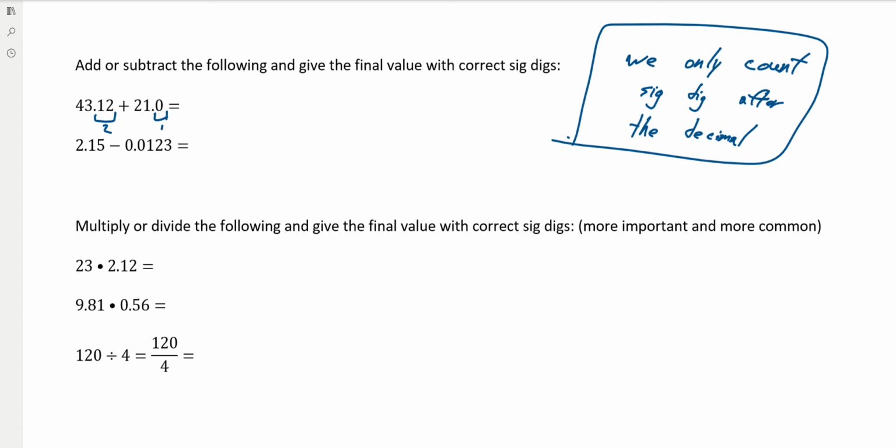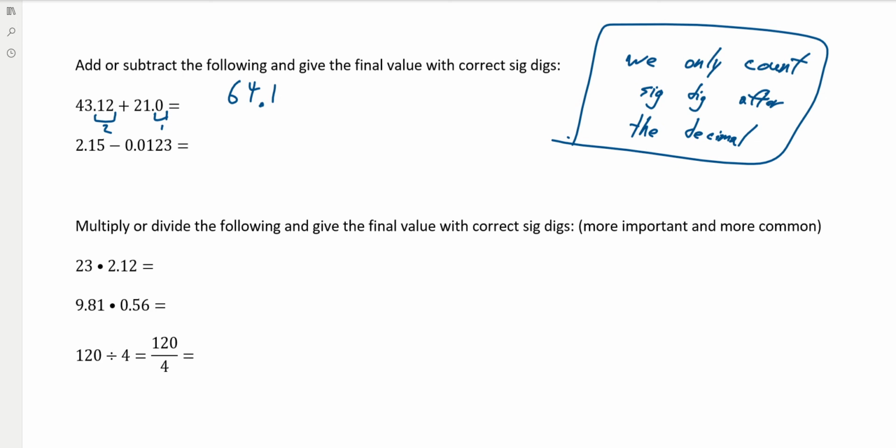So when we're getting our final answer, you actually have to have the same number of decimal places with your final answer. So only 1 decimal place, in this case the tenth place. So we're going to have 64.1. If you put 64.12, that's not right, because it's not showing the correct sig digs.